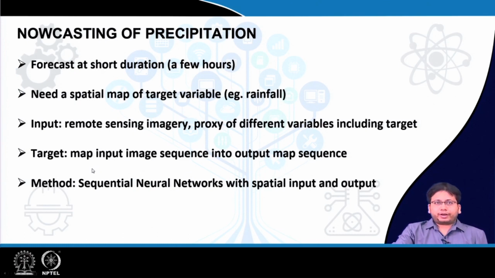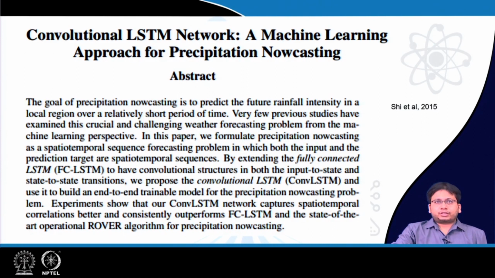What we are trying to do is to build a mapping of maps. The input is the radar imagery, which is a proxy for a map of different variables, and the output is also going to be a map of the target variable, rainfall. And not only that, the input is a sequence of maps, and the output is also going to be a sequence of maps. For this purpose we are going to consider different kinds of sequential neural networks which are suitable for spatial input and output.